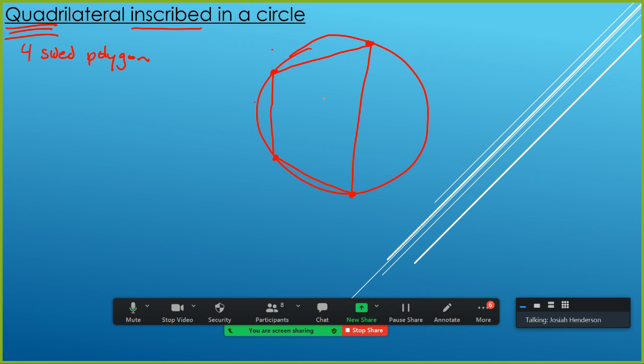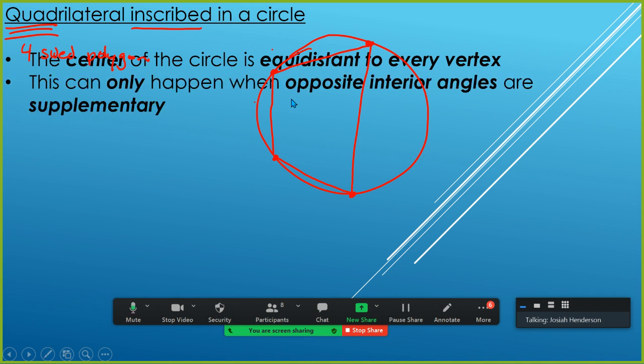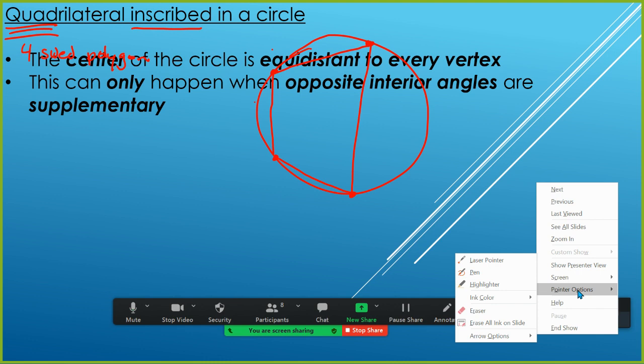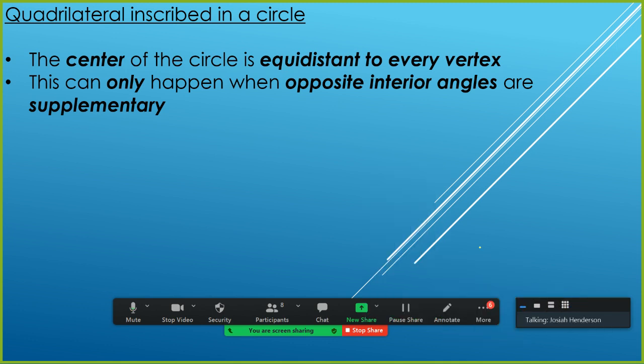Now we have one or two theorems that we can use for this scenario too. And I have it right underneath there. The center of the circle is equidistant to every vertex. I'll redo my drawing here. And this can only happen when the opposite interior angles are supplementary. So I'm going to draw the picture again. We need to talk about some of this language. So if we have a circle, 4-sided, okay. The center of the circle, let's throw that in there, is equidistant to every vertex.